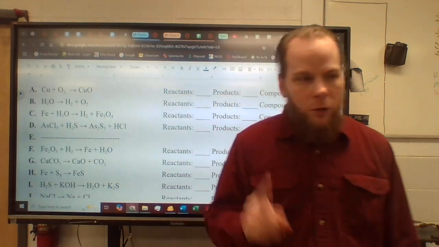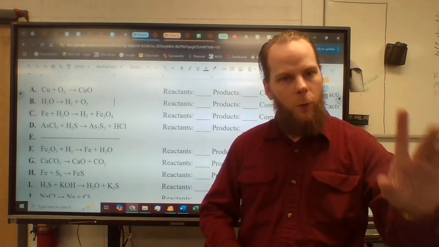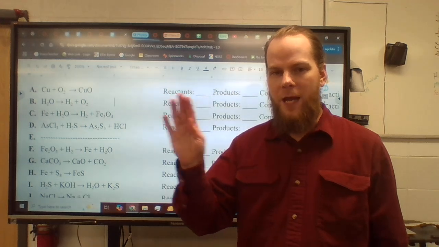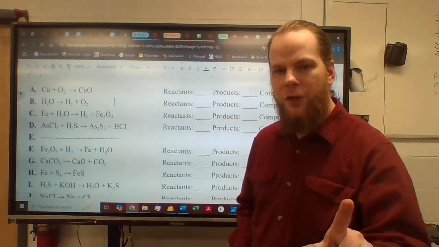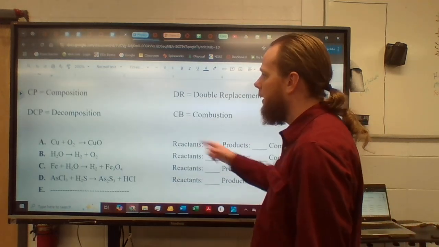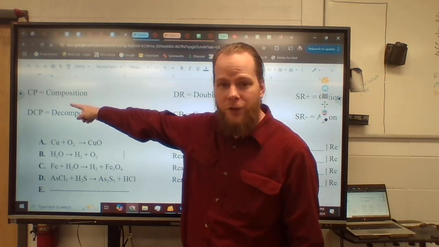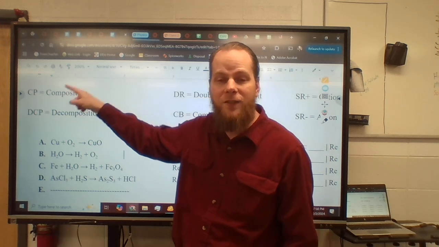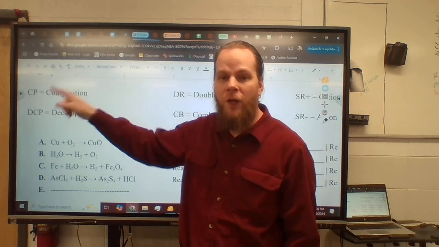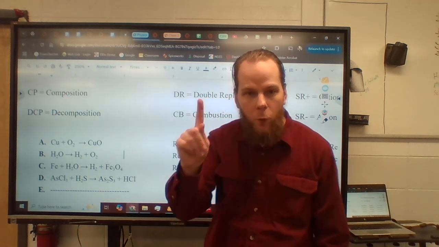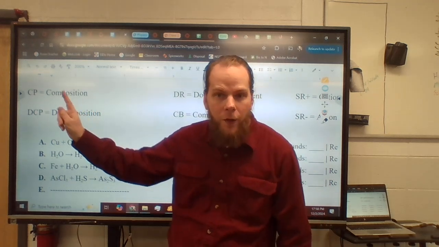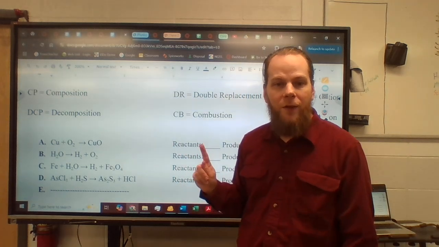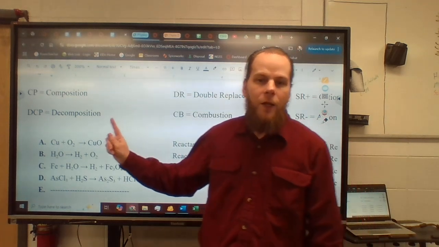Now, when we are looking at composition or decomposition, we only care about reactants and products because composition, and you should write this up here, composition must have one product. Okay, it's a composition reaction if it has one product. None of the rest of these have one product. They all have two. So composition must have one product. If it has one product, then it's going to be a composition reaction.